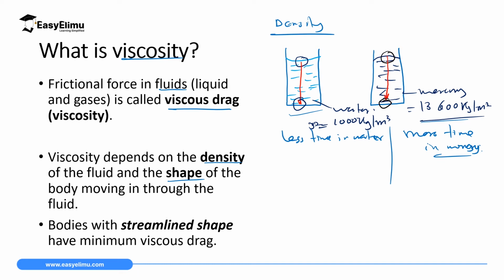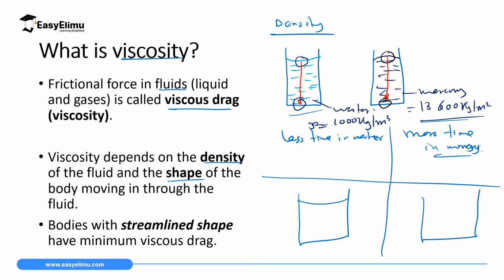Now, when it comes to shape, it will also depend on the shape of the body which is moving inside the fluid. For example, if you have the same beaker here and the same beaker here, and you have water in both cases, and then now you have a body which has a very large size or surface area like this one. This is the body that you want to move to the bottom of that beaker. And then you have a body which is very sharp, like this one here. Let me draw it using a black pen. And you have a very sharp body like this one. Now, which one will move fast into the bottom of the beaker?